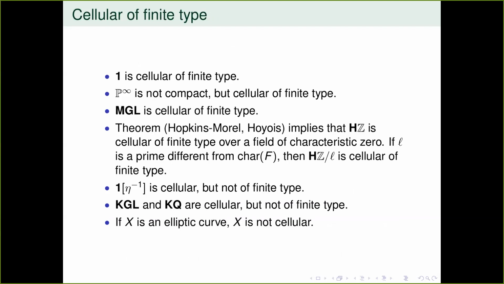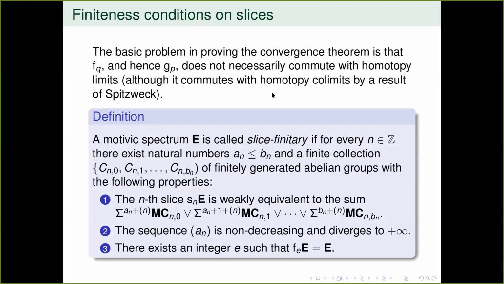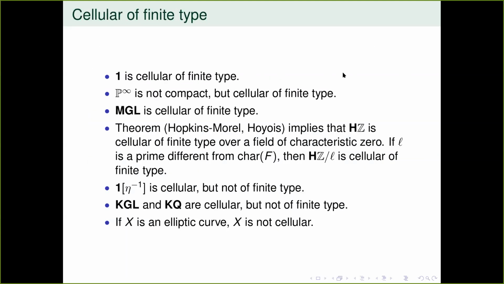Let me just give you some hopefully illustrating examples. So the sphere spectrum has just one cell, it's cellular of finite type. The suspension spectrum of P infinity is not a compact motivic spectrum. It's not finite, but it's cellular of finite type. And in fact, for every natural number n, you have an (n+nα)-cell in P infinity. So in every simplicial dimension n, there's just one cell.